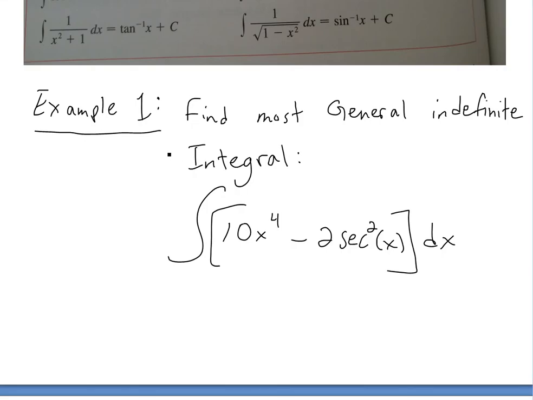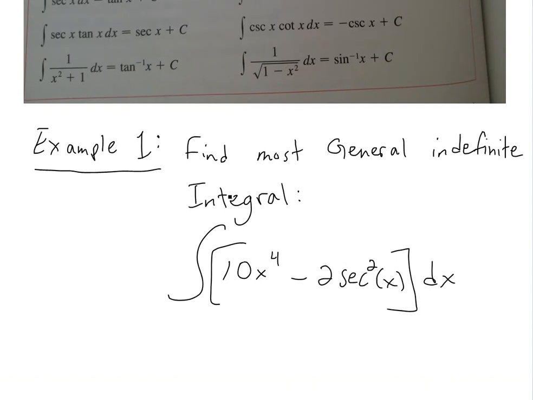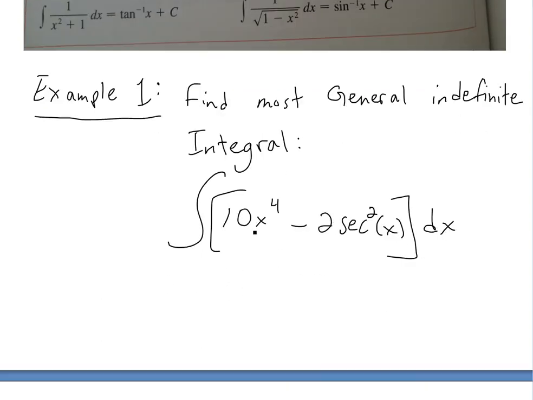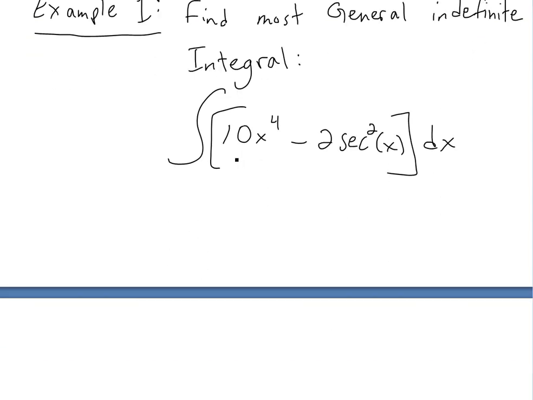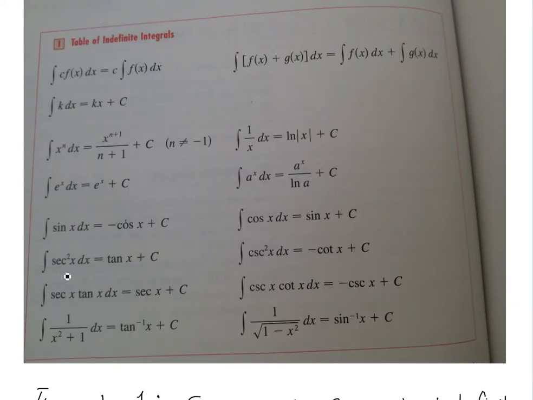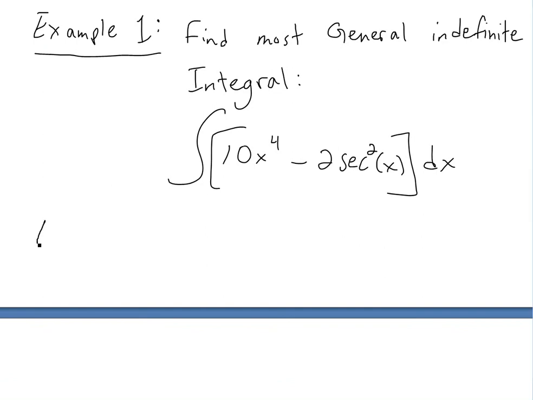Okay, so now the first example here just states: find the most general indefinite integral of the integral of 10x^4 minus 2 secant squared x dx. So the first thing to do is break this apart using our indefinite integral rules, so that we could write it in forms that let us actually solve the integral.